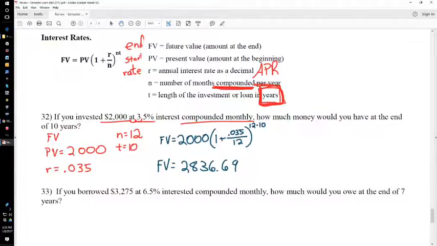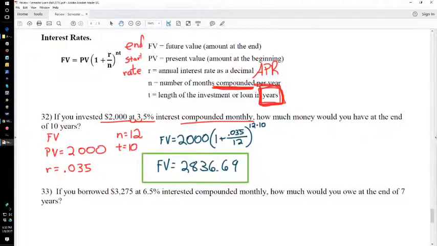$2,836.69. So, if I gave $2,000 to start off with, a rate of 0.035 divided by 12, and raise it to the 12 times 10, that's what I get right there. That's how much money I would have after 10 years. I'd make an additional $836.